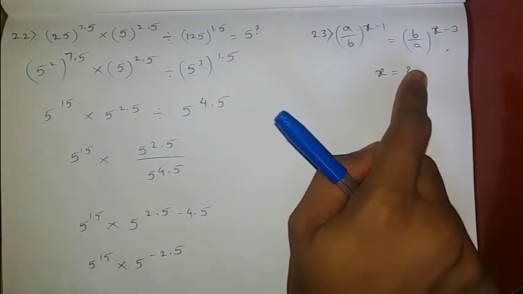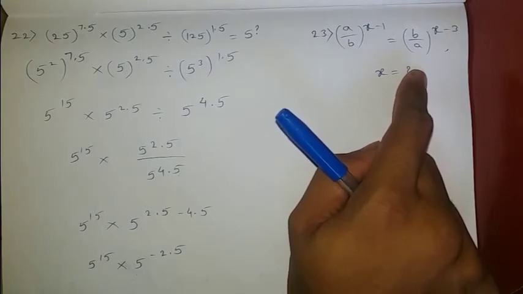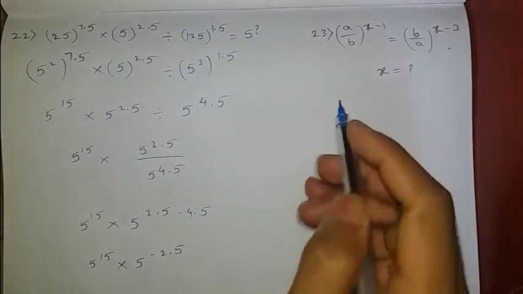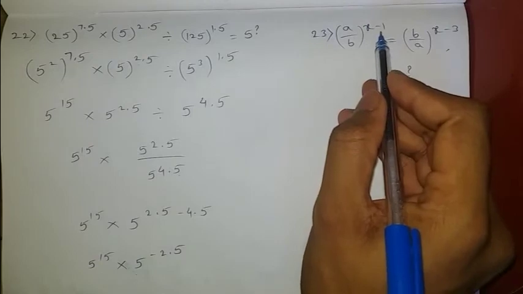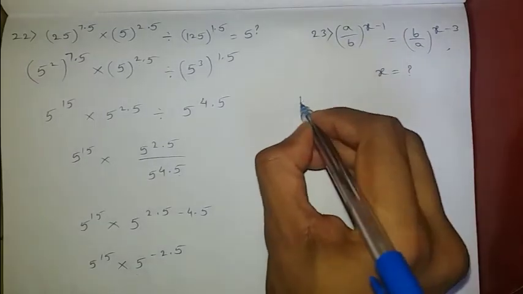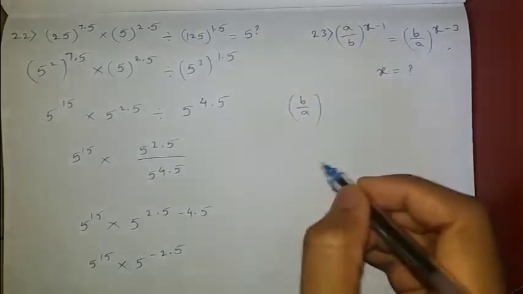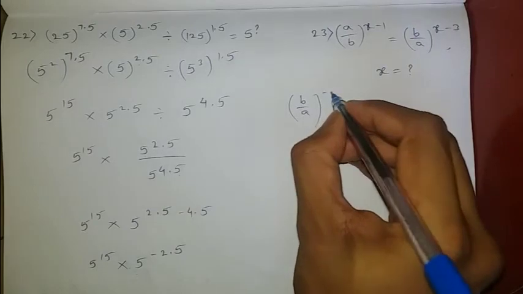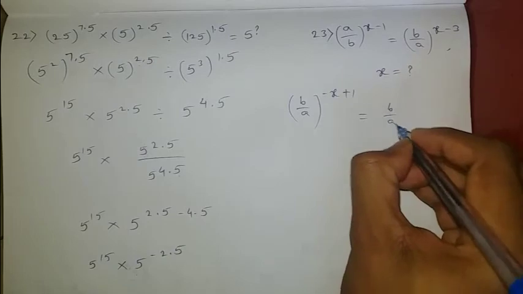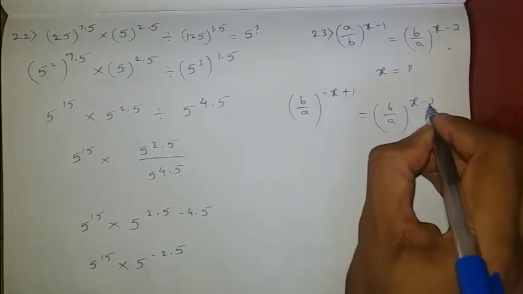Already we know if the power is negative, we change the number into its reciprocal. Now if the power is positive, we will again reciprocate the number. So here x minus 1 is there. I will change this x minus 1 to negative so that our number will be reciprocated. a by b will become (b/a) to the power minus x plus 1, which is equal to (b/a)^(x-3).